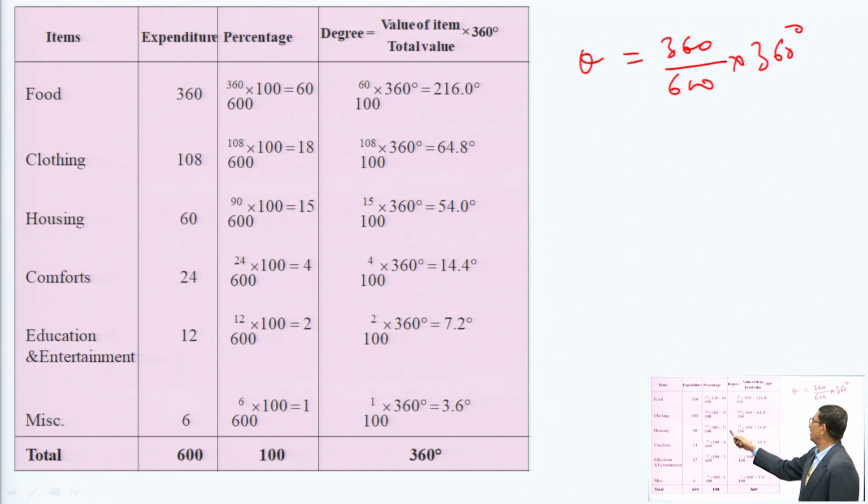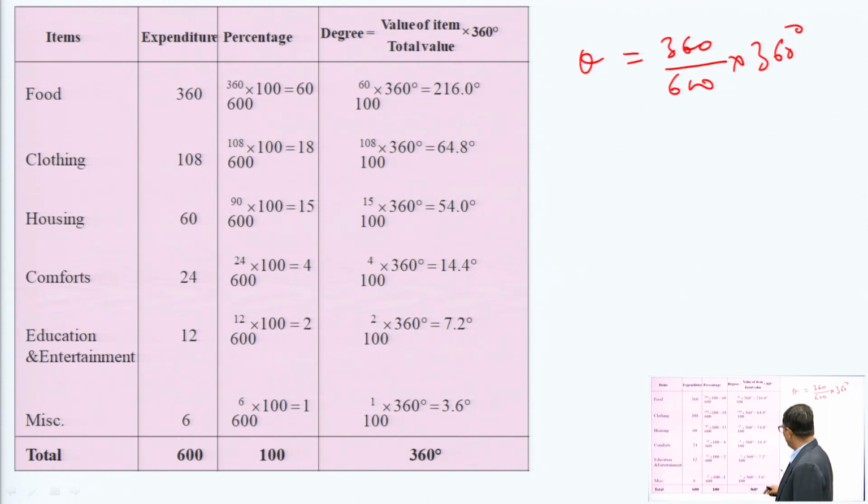For housing, 90 by 600 into 360 degree, this will be equal to 54 degree, and for comforts, 24 by 600 into 360 degree, this is 14.4 degree. You can calculate directly or you can calculate with the help of percentage. In the percentage, we first take 360 upon total into 100, then this is the percentage of items. So, you can either directly do 360 by 600 into 360 or use the help of percentage.